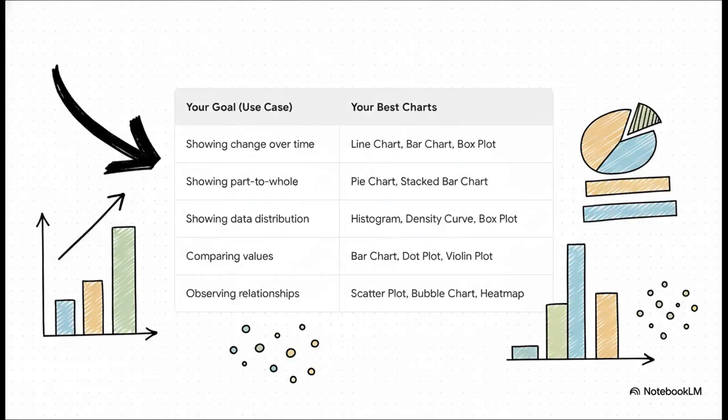And here it is. This framework simplifies the whole process. It all comes back to your goal. Just look at the table. If your goal is to show how something has changed over time, a line chart is probably your best bet. If you need to show how different pieces make up a whole, a part-to-whole relationship, a pie chart is a classic for a reason. Want to compare values between groups? A bar chart is a great place to start. It's that simple. Figure out your goal in the left column and you'll find your best options in the right.